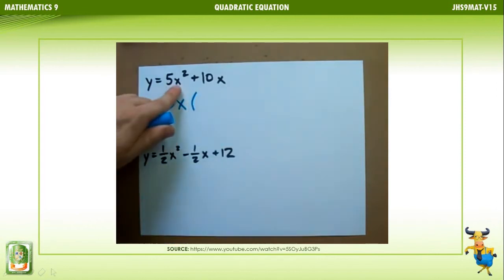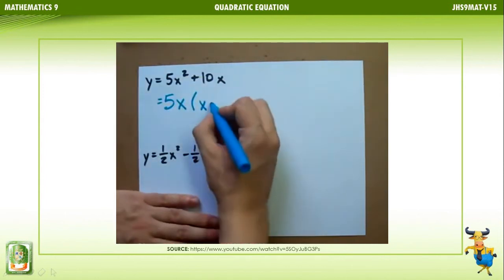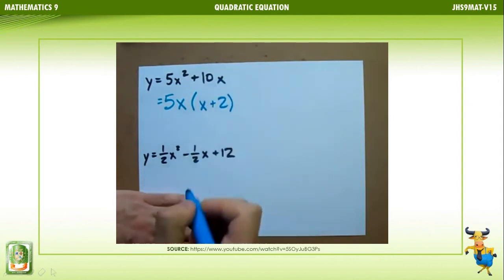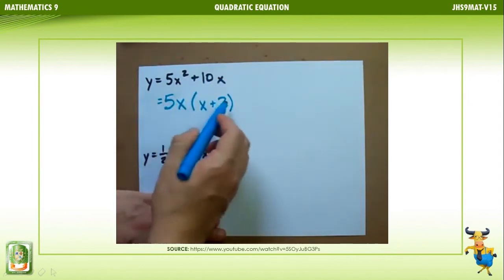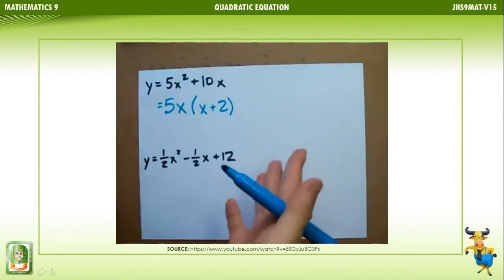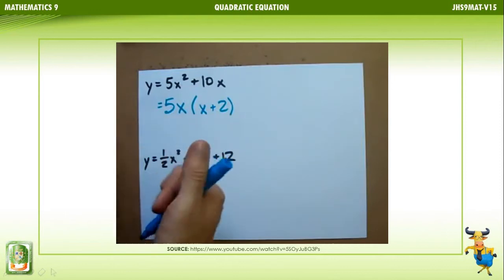When we pull out 5x from this, we're left with just a single x. When we pull 5x out of this, we're left with just 2. We pulled out the x and we pulled out 5 from there. 10 divided by 5 gives us that 2. Oh look, we're already factored because there's no x squared left. That was easy.